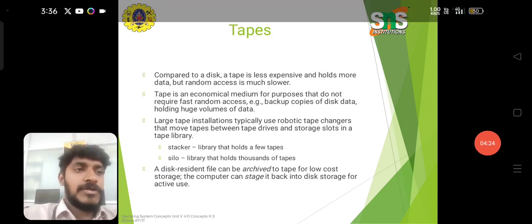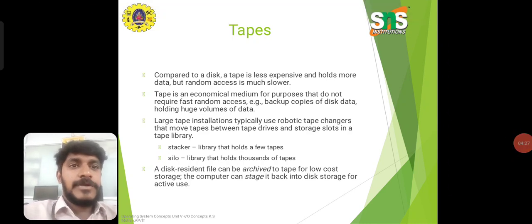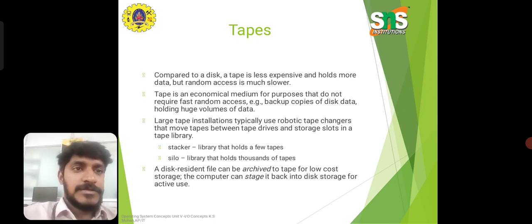Next, we are talking about tapes. Compared to a disk, tape is less expensive and holds more data, but random access is much slower. Tape is an economical medium for purposes that do not require fast random access, for example backup copies of disk data and holding huge volumes of data. Large tape installations typically use robotic tape changers that move the tapes between the tape drives and storage slots in a tape library. Disk-resident files can be archived to tape for low-cost storage, and the computer can stage them back into disk storage for active use.